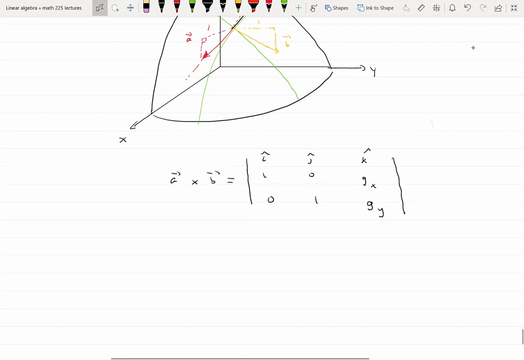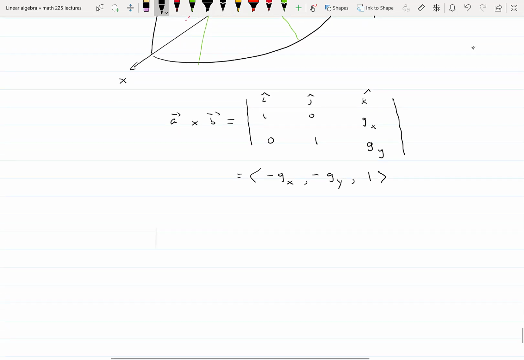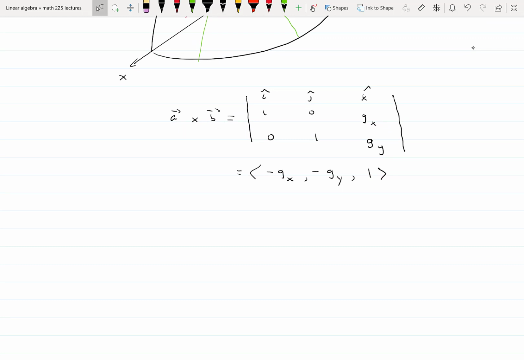And let's find this cross product. Covering the first column, minus gx, covering the second column, minus gy, covering the third column, 1. Now this isn't a unit vector. I'd like the normal vector that defines the direction to be a unit vector. So I'm going to take A cross B and divide it by its length to get a unit vector.